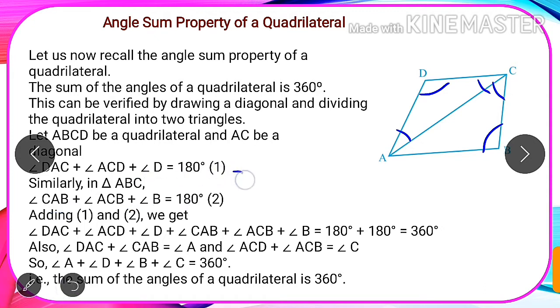So if we add equations 1 and 2, we will get this one, where you will see that this angle plus this angle is angle A. Similarly, this angle and this angle will give us angle C. So instead of these two, we can write angle A, and instead of these two, we can write angle C. By putting these values in this equation, we will get angle A plus angle D plus angle C plus angle B equals 360 degrees. So we can say that the sum of angles of a quadrilateral is 360 degrees.